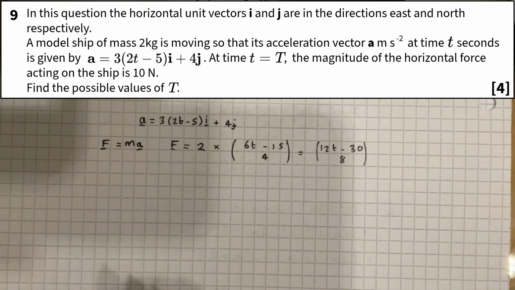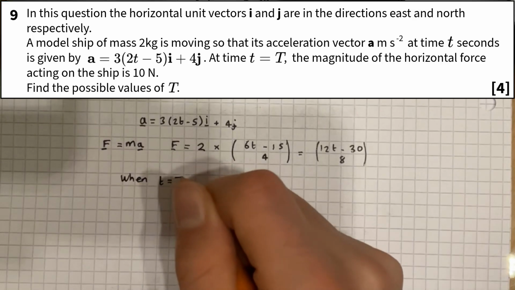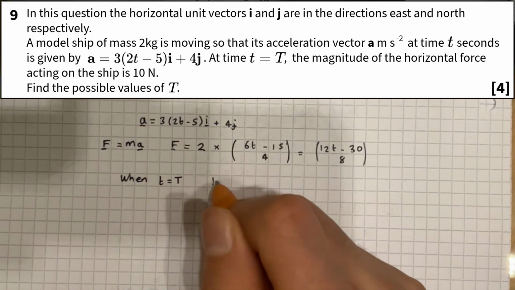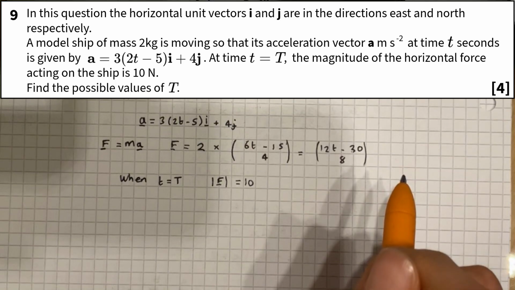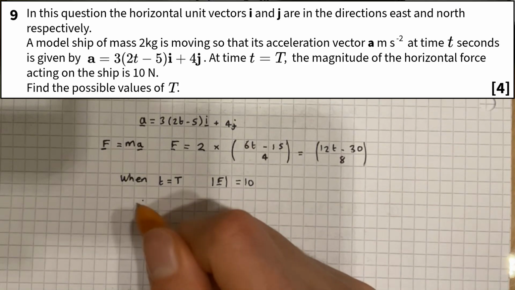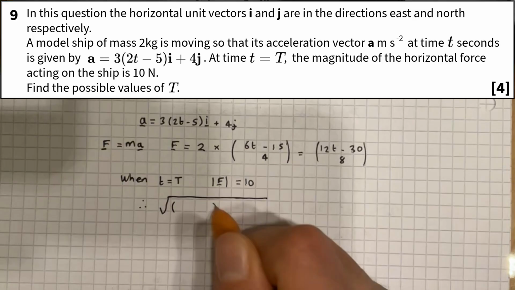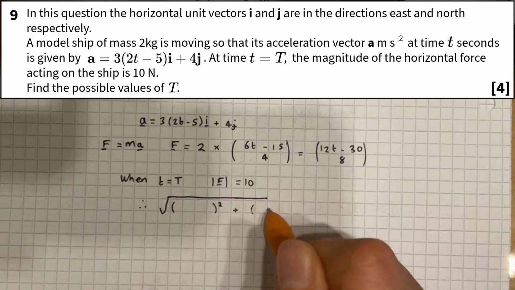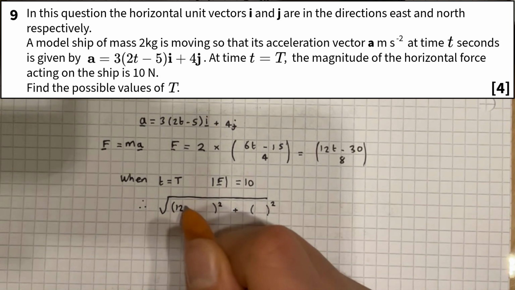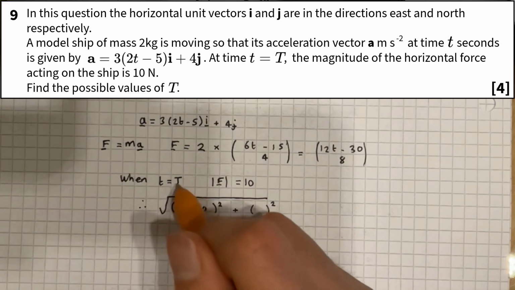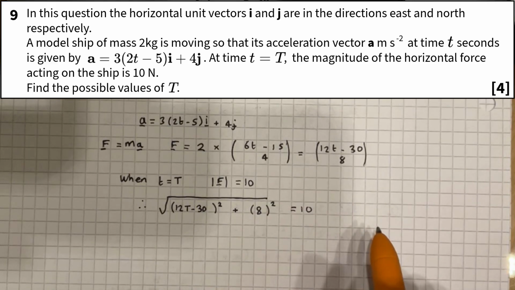Now we are told that the magnitude of the force is equal to 10. So at this time t equals capital T, the magnitude of F equals 10, and that means that the square root of each of the components squared is equal to 10. So I'll write this out fully. The square root of the first component squared plus the second component squared should be equal to 10. According to the i component, it should be 12T minus 30, capital T because it's at this specific time, and then the j component is 8.